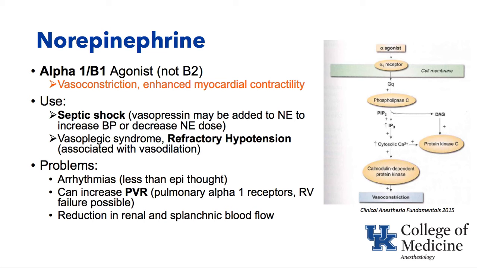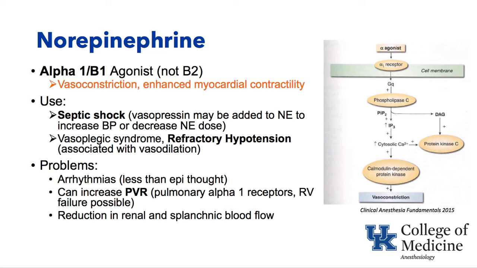And if we look at the graphic on the far right, you can see that alpha agonists bind to alpha-1 receptors, causing increase in cytosolic calcium and vasoconstriction. So in the patient who has septic shock, vasopressin is often added to norepinephrine. If norepinephrine is already infusing, vasopressin may be added to it, and those together often can increase the blood pressure, or the vasopressin added to the norepinephrine can result in utilization of a decreased dose of norepinephrine. But norepinephrine during septic shock is used for its alpha-1 effect and vasoconstriction.